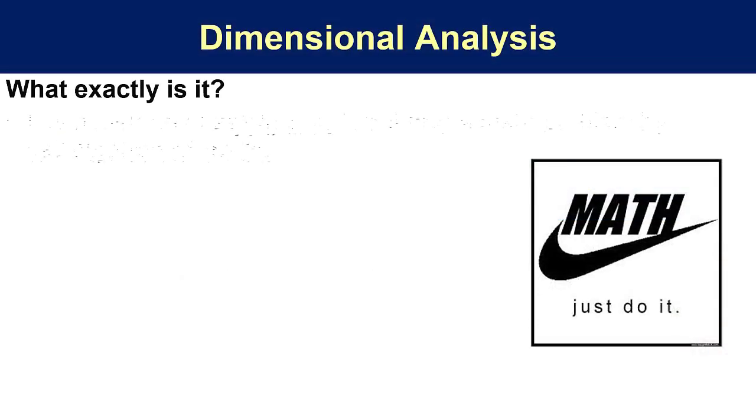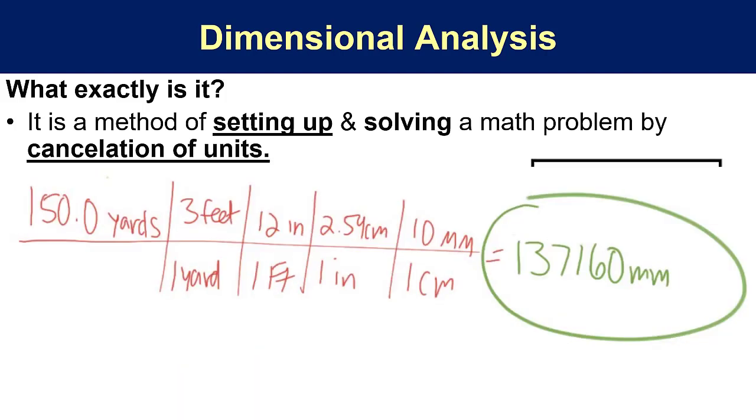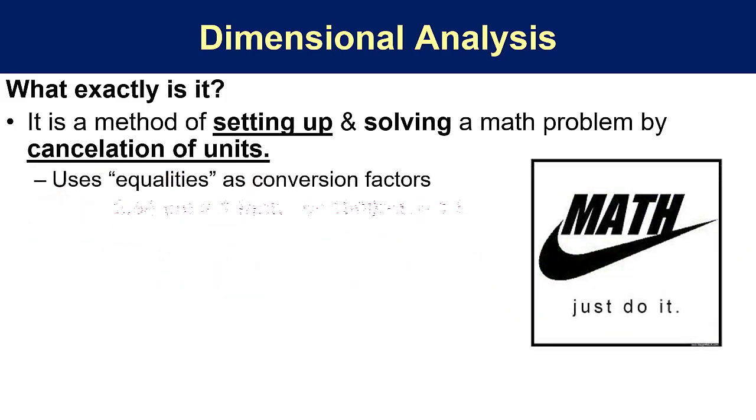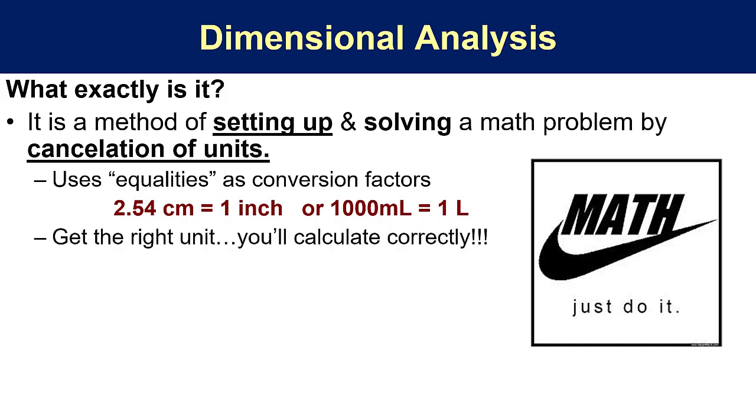To remind you guys, dimensional analysis is essentially a method of setting up and solving math problems by canceling units. So it is also sometimes called unit cancellation. One of the things that is important is that it uses equalities, or what we call our conversion factors, as the driving force. To remind you all, conversion factors are essentially 2.54 centimeters equals 1 inch, or let's say 1,000 milliliters equal 1 liter. They are equalities. At the end of the day, the beauty of dimensional analysis is that by setting your problem up correctly, using the correct conversion factors, and implementing the right numbers, you'll calculate the right answer.